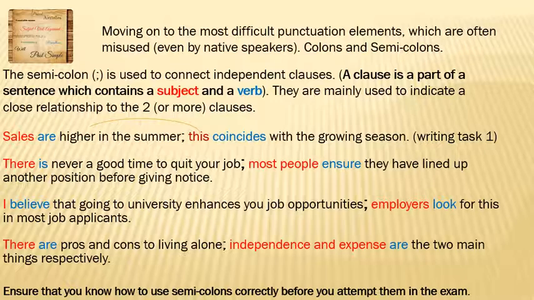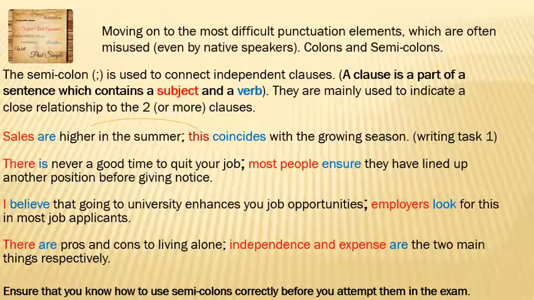Another example is there is, subject verb. This is what we call a phantom subject, but we won't go into that. There is never a good time to quit your job. Most people is the subject, insure is the verb. So there's your second clause. They have lined up another position before they give notice. So this sentence tells us more about this. So they're connected. There's got to be some kind of connection. You can't have completely different information for two parts of a clause.